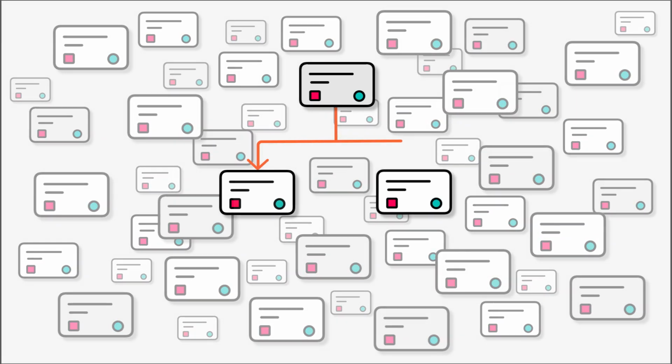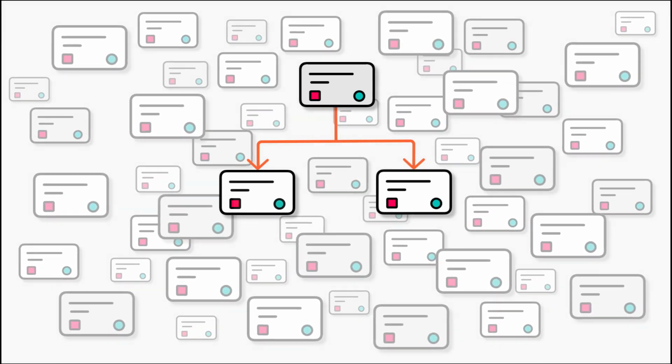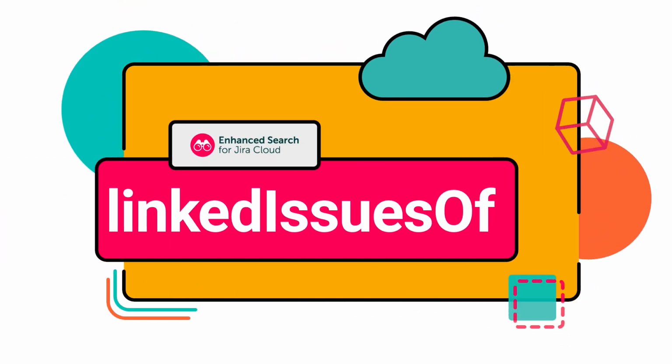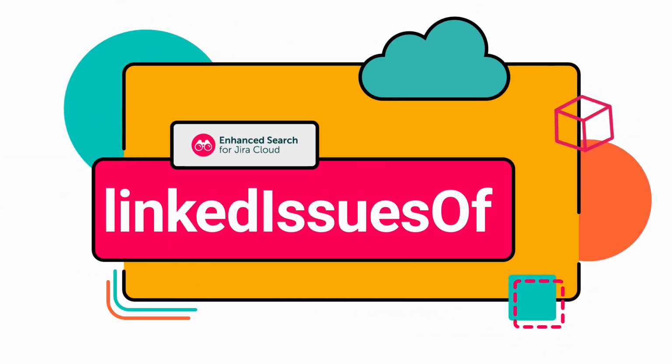Wondering what's blocking your team's progress? LinkedIssuesOf allows you to see all issues directly connected to your main issue, enhancing your project visibility and highlighting dependencies. So how does it work?